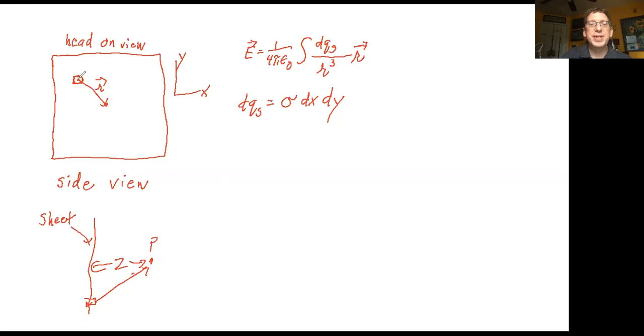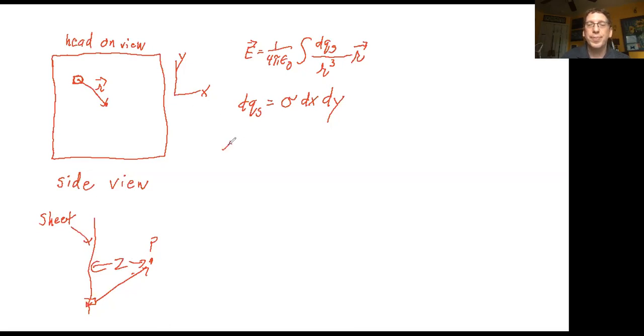What you see from the r vector, again, if you're to the left of the origin, it points to the right. If you're to the right of the origin, it points to the left. And if you're above the origin, it points down. But if you're below the origin, it points up. And that's in the y direction. But then if you include the z direction, there's always going to be a component in the z direction, and that component is equal to the distance z.